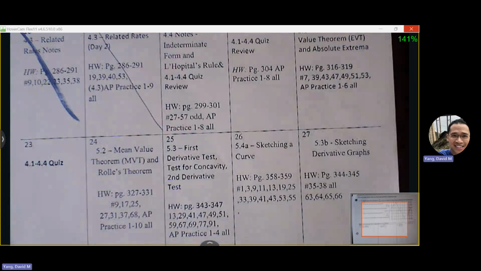This problem was taken from an old AP exam, so that's interesting to see it that way.